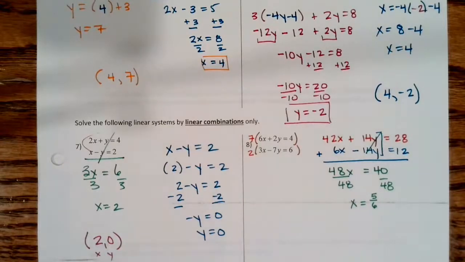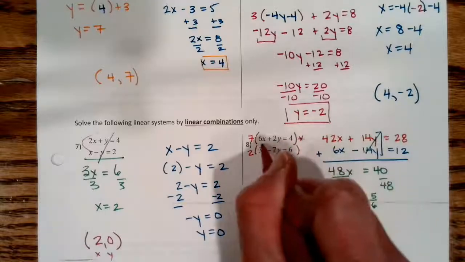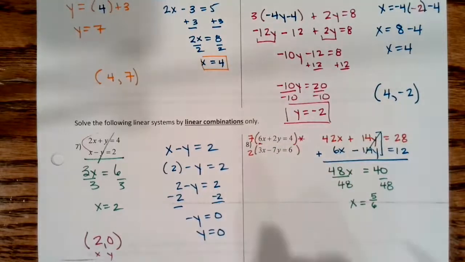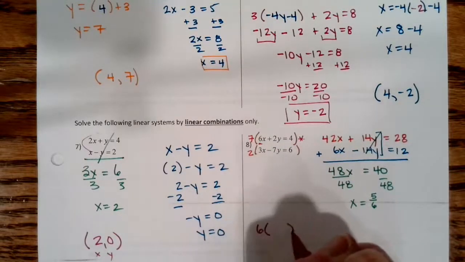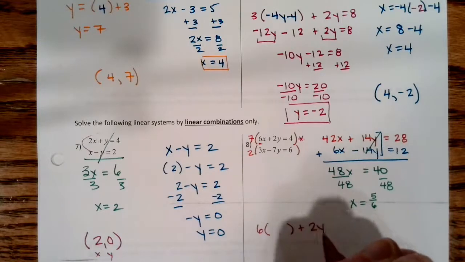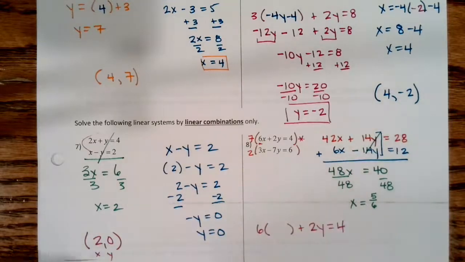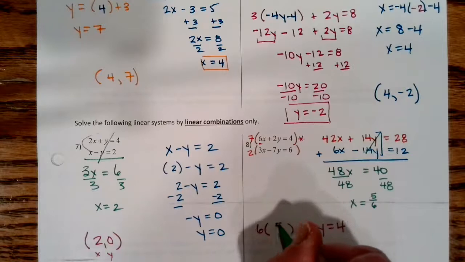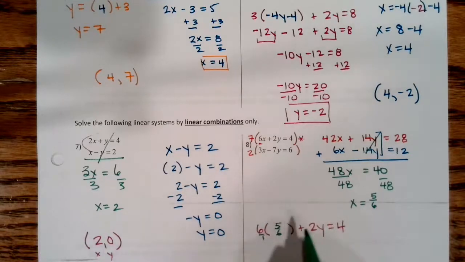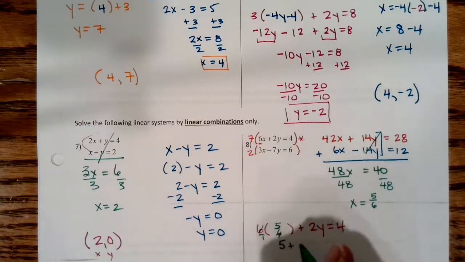Alright, now I get to choose which one of these equations I'm going to substitute in, and I'm going to choose this one. Can you guess why? So 6 times that value for x plus 2y is equal to 4. Maybe now you'll see why. Because I'm going to have these 6's cancel out. 5 plus 2y is equal to 4. Subtract 5.